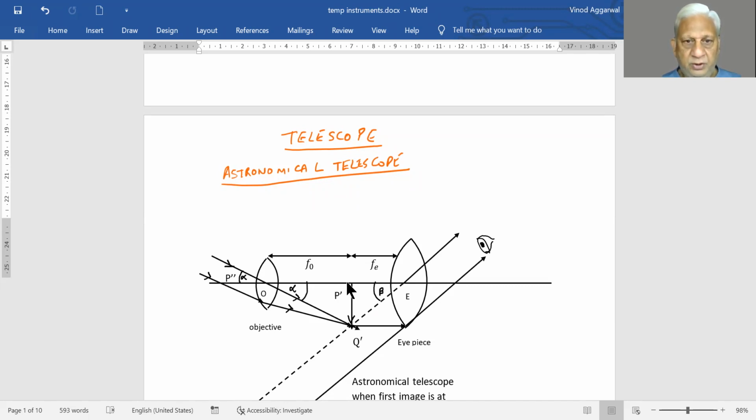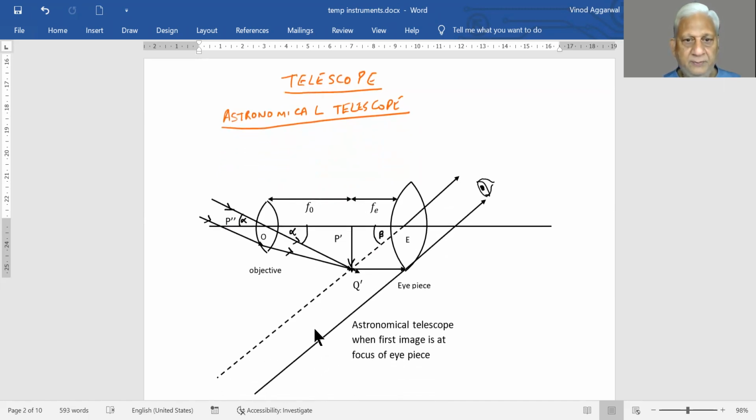Now, if the position of this image is such that it falls exactly at the focal point of this lens, then the image formed will be at infinity. Right? The second case could be that we don't put this image exactly at the focal point, but slightly away. How's that?